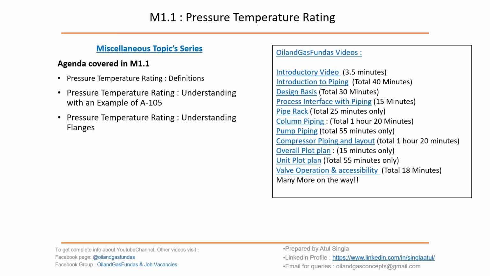So let us start with this topic. Here in this video, what are we going to cover? We are going to cover the pressure temperature rating, all the basic definitions, then pressure temperature rating understanding with an example. We'll take an example of the material A105, and we'll try to relate all the things which are related to piping pressure temperature rating. Then we'll try to relate all these things with the flanges, which is a very important thing. So let us start with the definitions.